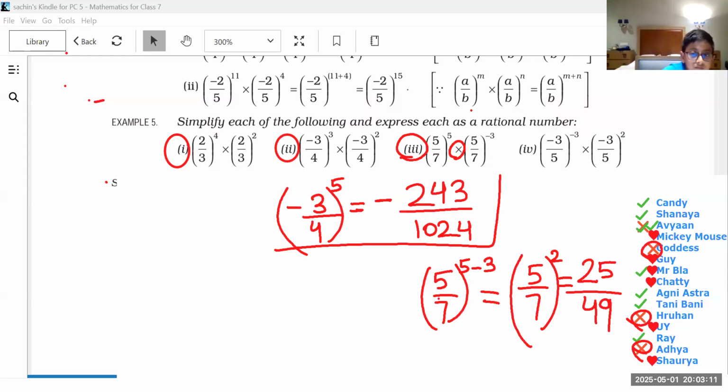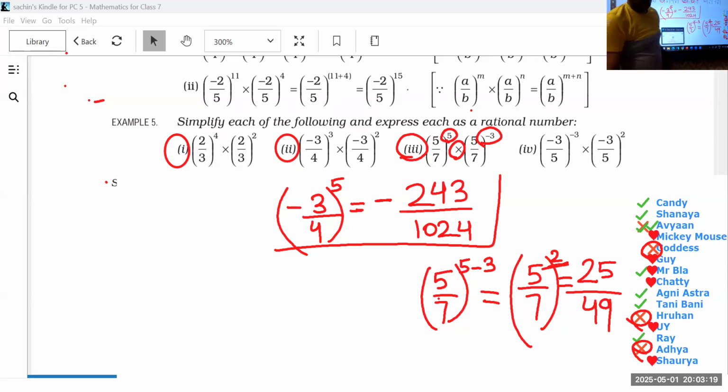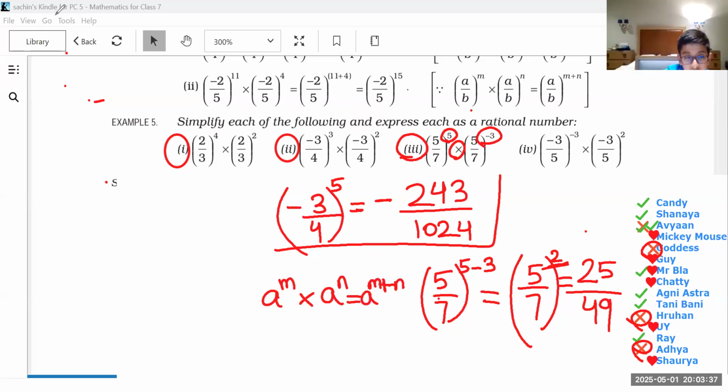Yes बेटा, because multiply है ना, तो m plus n कितना हो जाएगा? 2 हो जाएगा. All right. Then if we multiply like 5 by 7, मल्टीप्लाई की प्रॉपर्टी नहीं है ना. प्रॉपर्टी तो है a to the power m multiplied by a to the power n. That gives you a to the power m plus n. Okay.